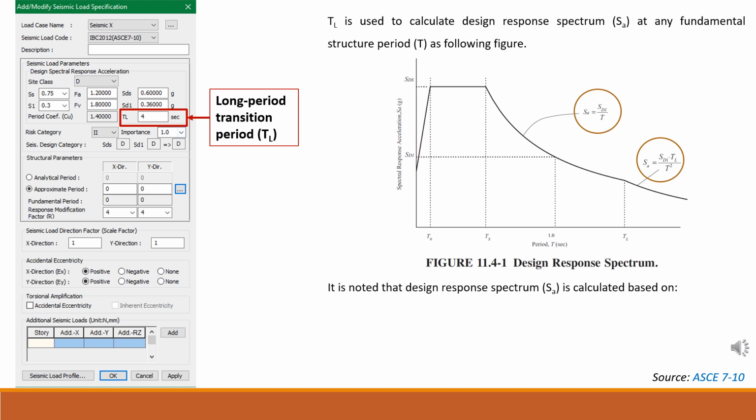It is noted that design response spectrum, SA, is calculated based on: 1. Design spectral acceleration parameters, SDS and SD1. 2. Fundamental structure period, T. 3. TL, T0, TS.